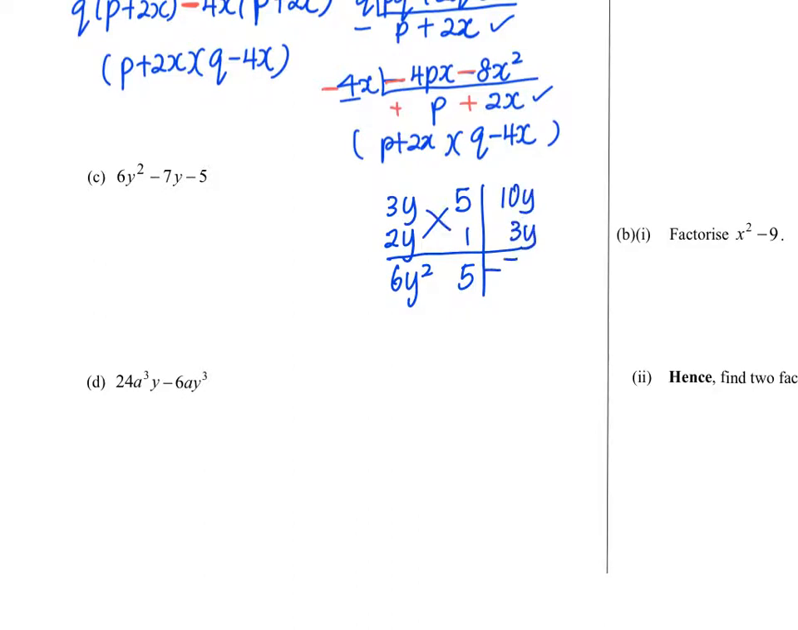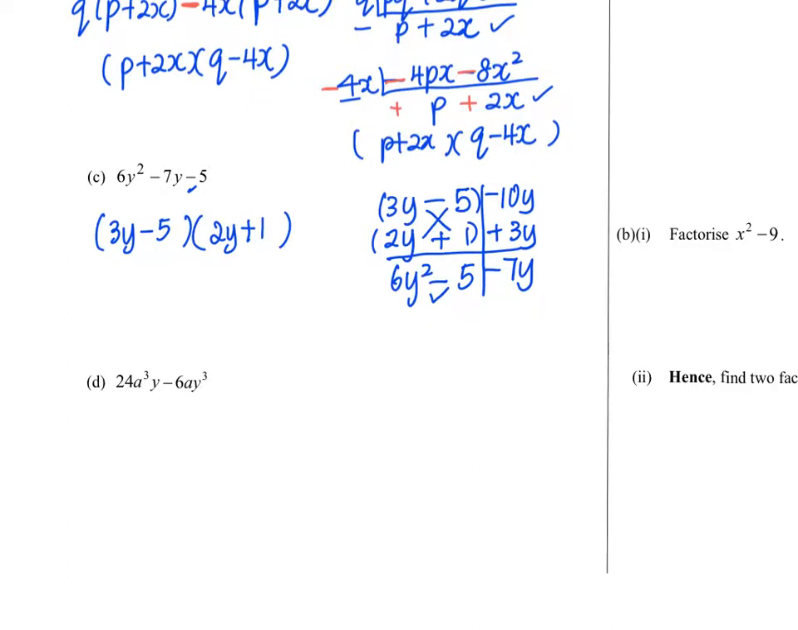I want a negative 7y. So negative sign goes to the bigger number. And this is plus, minus, plus, minus. Check, this sign is the same. So therefore, we have our answers. 2 brackets, 3y minus 5, 2y plus 1.